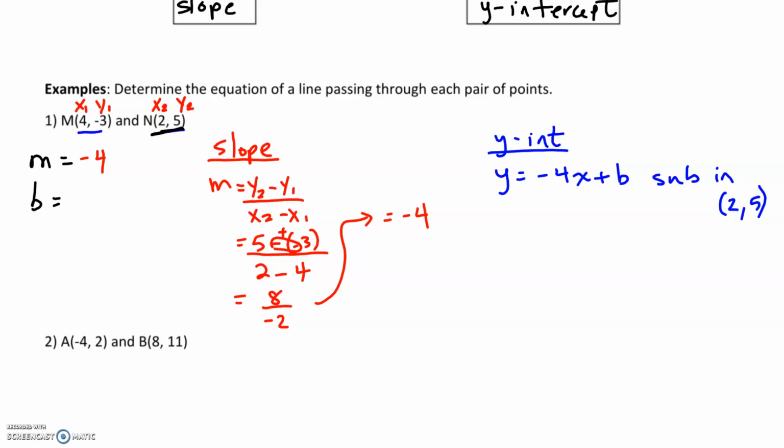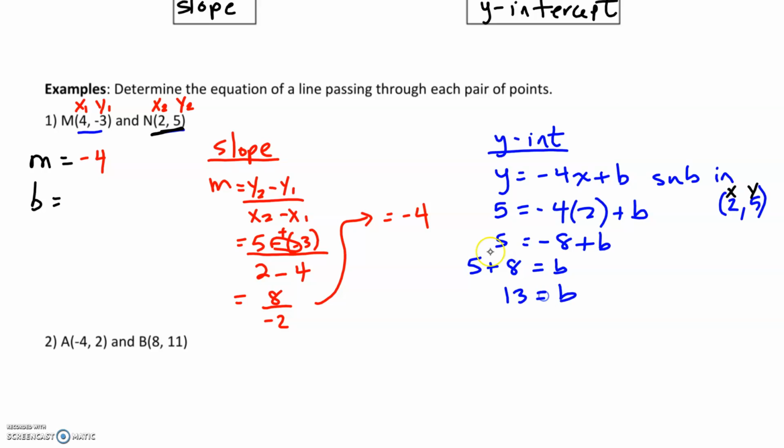So I'm going to sub in (2, 5). I'll make sure I label so I put the right value in for the right variable. So 5 goes in. That equals -4 times 2 plus b. 5 equals -4 times 2 is a -8 plus b. And now I'll add 8 to both sides. 5 plus 8 gives me 13. I have the m and the b, the two things I need, and now I just write my equation. So y equals -4x plus 13.